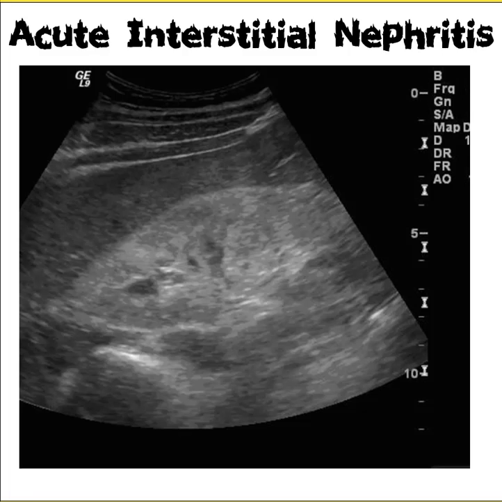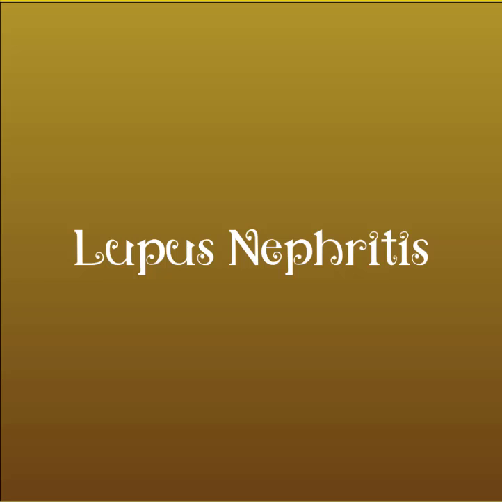So here's an example of acute interstitial nephritis. You can see that these are much brighter compared to the liver or to the spleen. On the left side, we can see that it's a heterogeneous appearance to the kidney, but very bright. Lupus nephritis is a systemic condition.